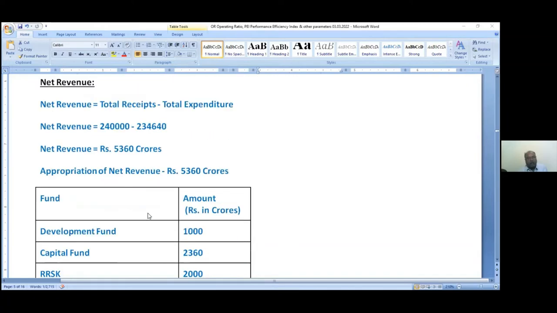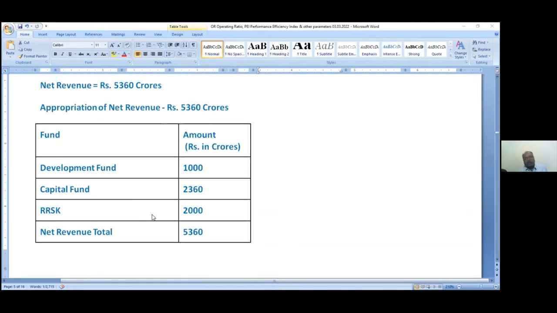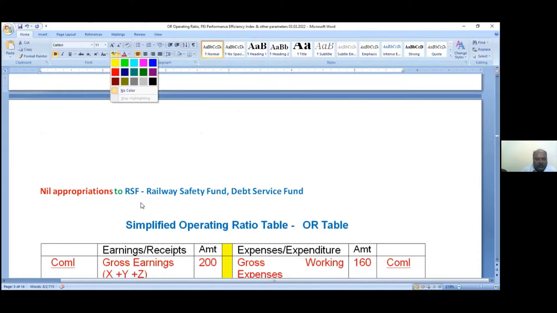It is appropriated to different funds. Already we appropriated DR fund, pension fund, and the leftover funds are development fund. We have given 1,000 crores. Capital fund 2,360 crores. RRSK 2,000 crores. The total net revenue is 5,360 crores, tally. Okay. So here there is no chance for RSF, Railway Safety Fund, and Debt Service Fund. These are also funds, but no funds to appropriate.